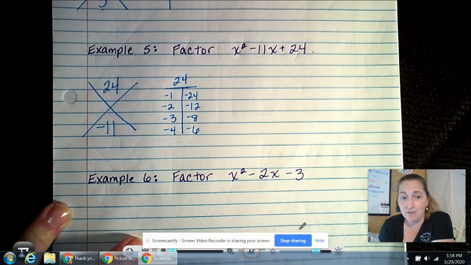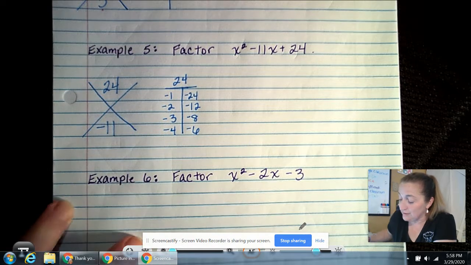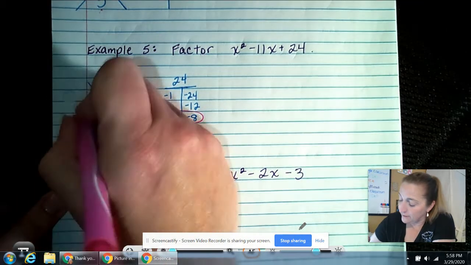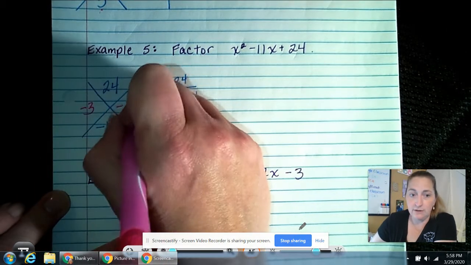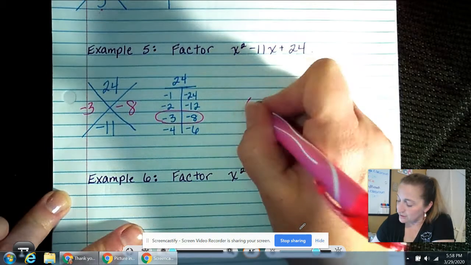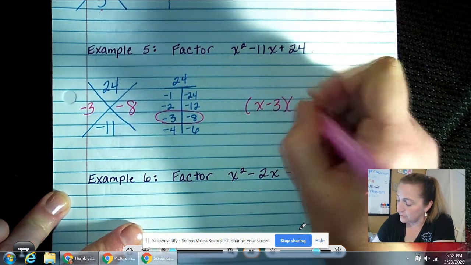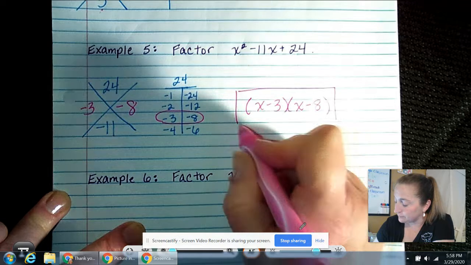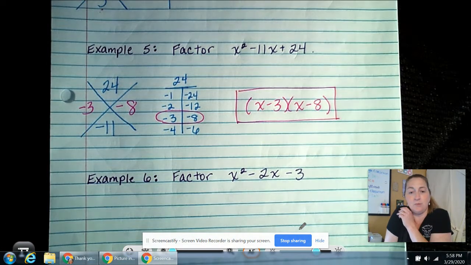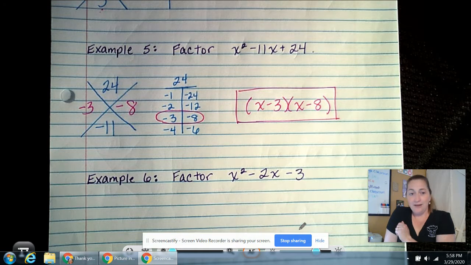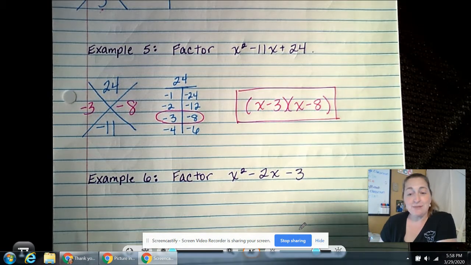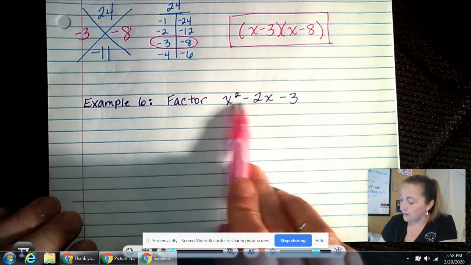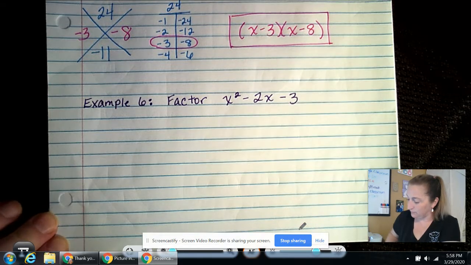All of those would multiply together to give me positive 24. But the one that gives me a sum of negative 11 is 8, 9, 10, 11, is right here. Negative 3, negative 8. So my answer is x minus 3 times x minus 8. Okay. And if you haven't already shut off the video or fallen asleep, let's do one more example. Example 6, factor x squared minus 2x minus 3.